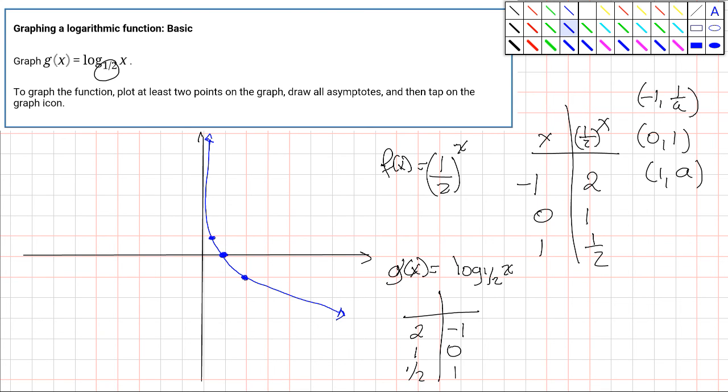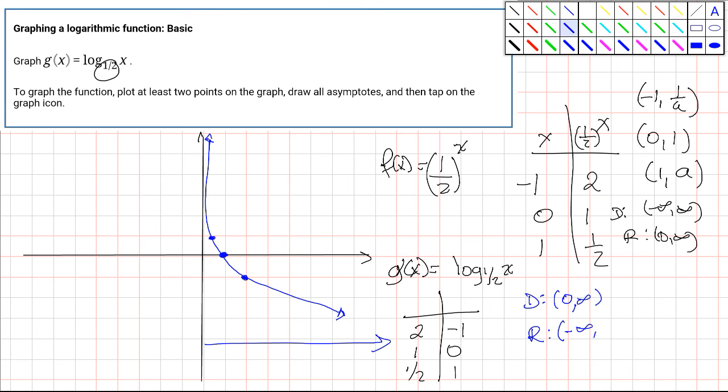And something that we have to remember is that the domain for the exponential function was from -infinity to infinity, and the range was from 0 to infinity. Therefore, the domain of this function is going to be the range of the exponential function. So the domain is going to be from 0 to infinity, and we can see right here that it only exists from 0 to infinity. And the range is going to be from -infinity to infinity. If we look right here, all along the y-axis, the function is going to exist.